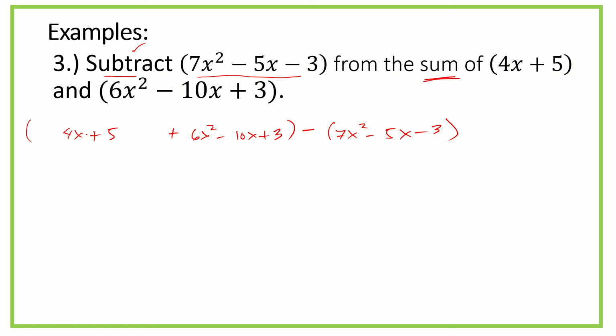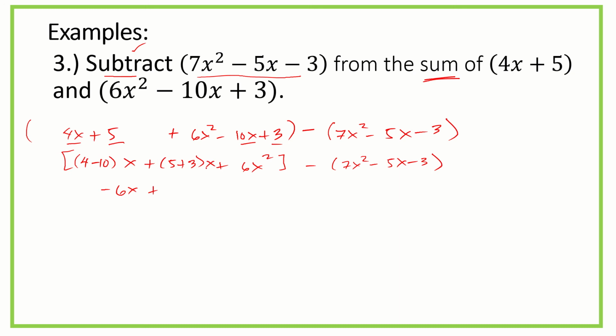So, first, you need to combine like terms here in our first group. So 4x and negative 10x are like terms. So that's 4 minus 10x. 5 and 3 are like terms. So parenthesis as well. Then plus 6x squared doesn't have a like term. So remain as it is. Then 4 minus 10 is negative 6x. 5 plus 3, we forgot to put an x here. There's no x pala. So 5 plus 3 is 8, then 6x squared.